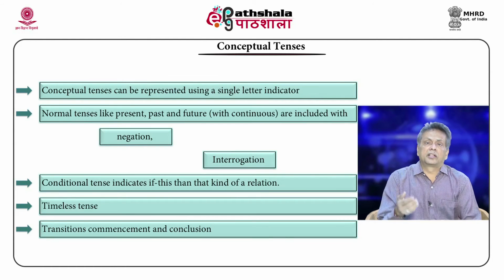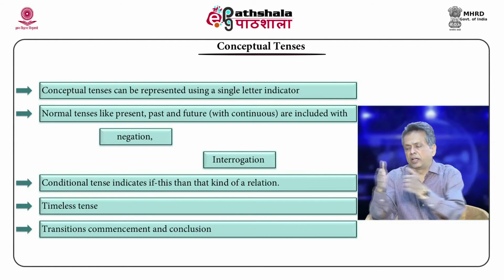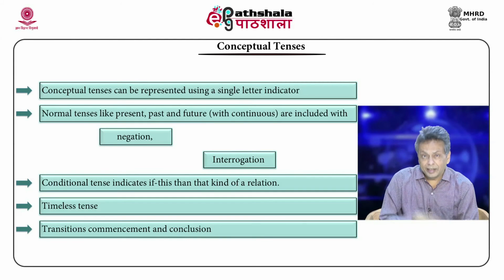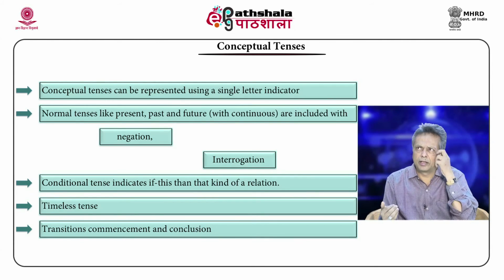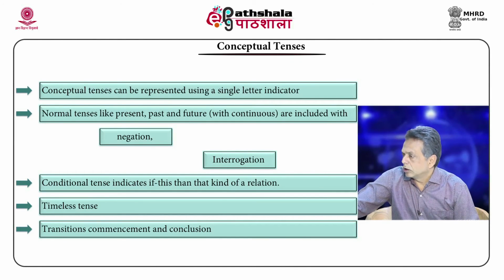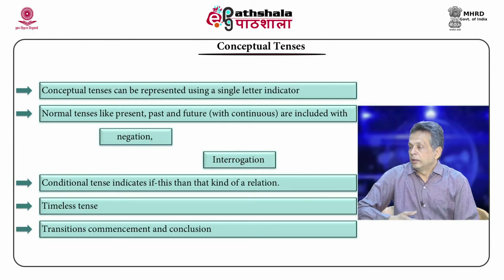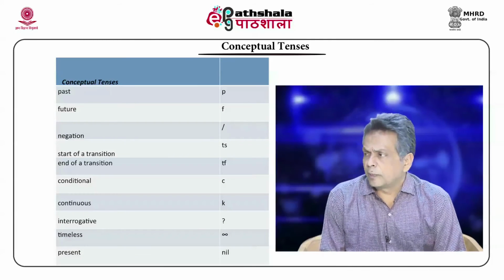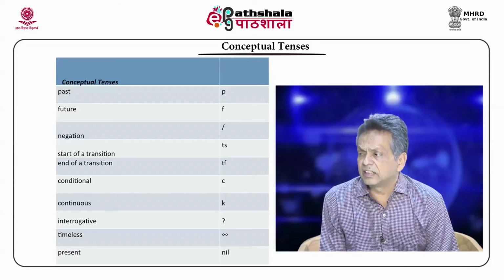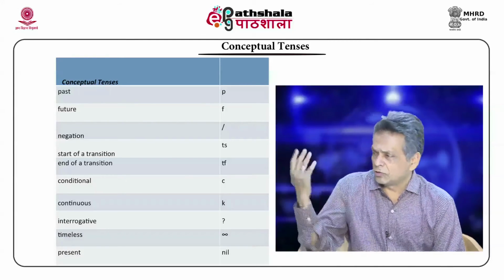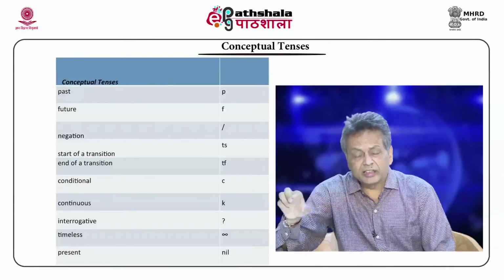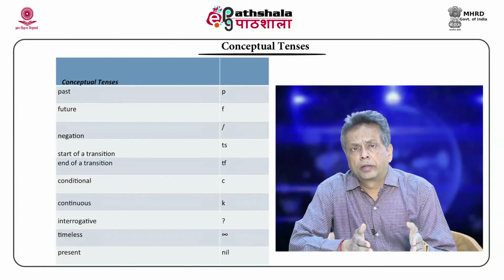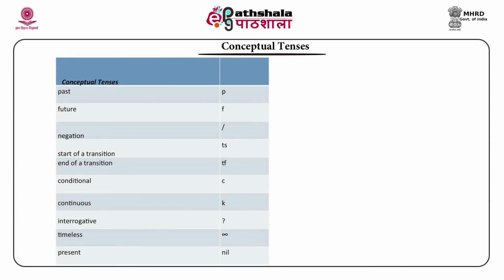It is also possible to indicate that there is a transition, something which is happening and here it gets concluded. That is indicated by a conceptual tense called TF, transition finished, and TS, transition starting; commencement and conclusion both are possible. So, conceptual tenses: past is P, future is F, negation is S, start of a transition is TS and so on, and there is a table in the handout which describes this. When there is nothing, it assumes that it is the present tense.